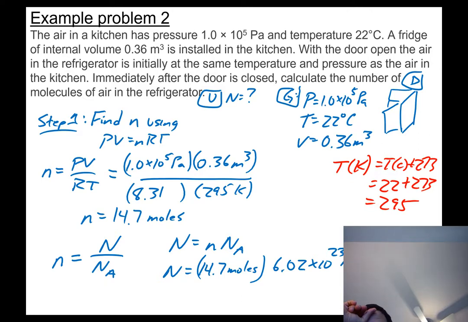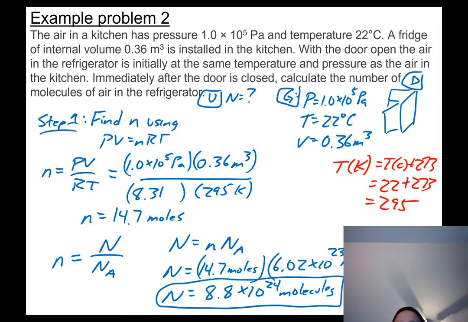molecules per mole. So when you do that in the calculator, you get an answer. And if I rounded to the appropriate number of sig figs, it would be 2 sig figs. So it would be 8.8 times 10 to the 24th molecules.